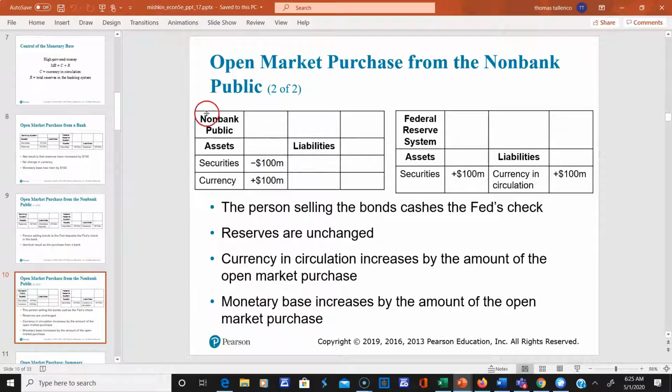And here again is the nonbank public, with securities and currency. The person selling the bond will now cash the Fed's check, so reserves are unchanged, and the currency in circulation increases by 100 million from the open market purchase. The monetary base will increase by the amount of the open market purchase. You can see the monetary base is increasing, and currency in circulation has increased by 100 million at that point.